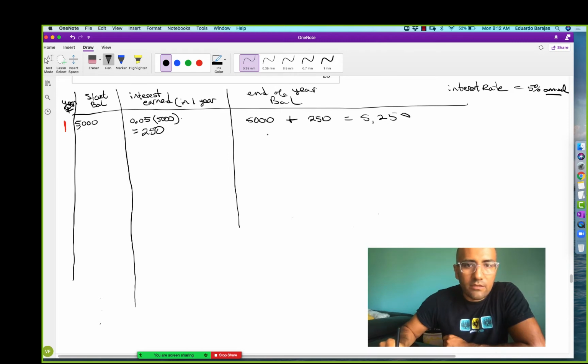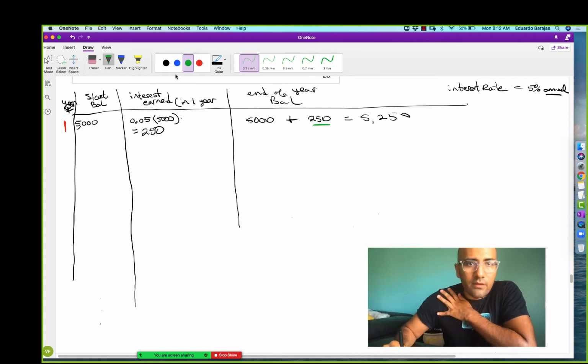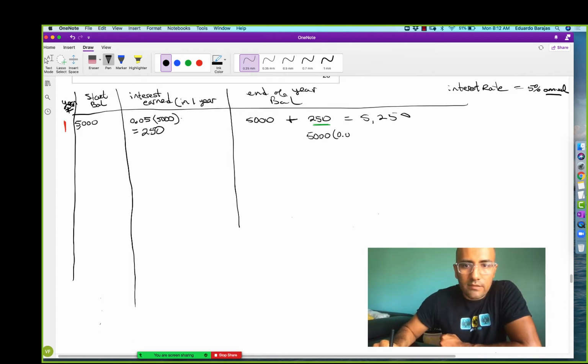But instead of writing it this way, I want to write it in the following way. This $250 came as a result of multiplying these two things together. So I'm going to replace it with 5,000 times 0.05. Right? That's what this is. Plus 5,000. 5,000 plus a multiplication of these two numbers, which gives me that interest earned.